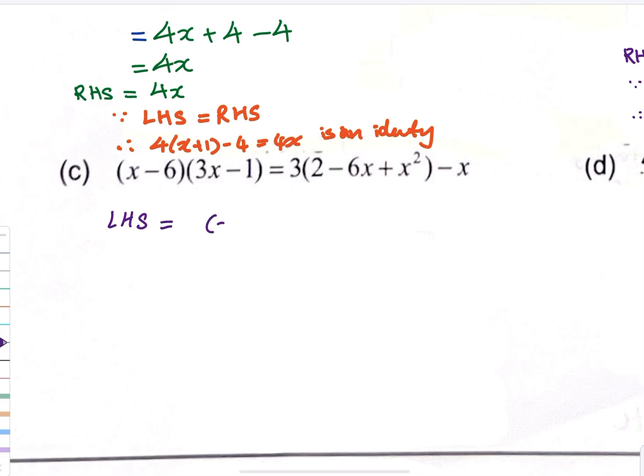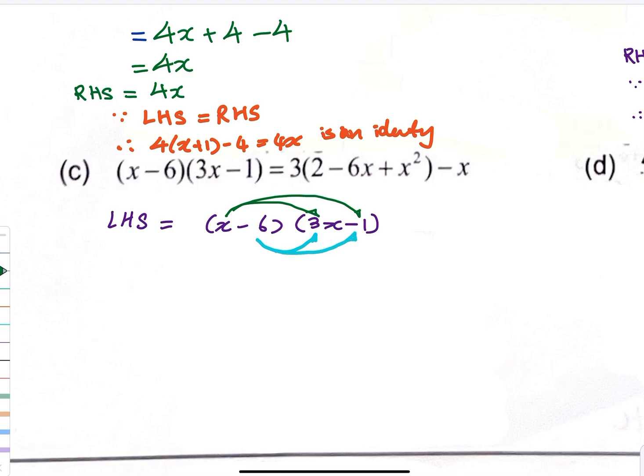Left hand side we have x minus 6, 3x minus 1. Open up the bracket because it's more than one thing, so you have to be very careful. This first one goes to both of them. The second one also goes to both of them. So the first one first. x times 3x. The number is just 3. Then we have 1x here, 1x there. So it will be x squared. And then x times negative 1, negative x.